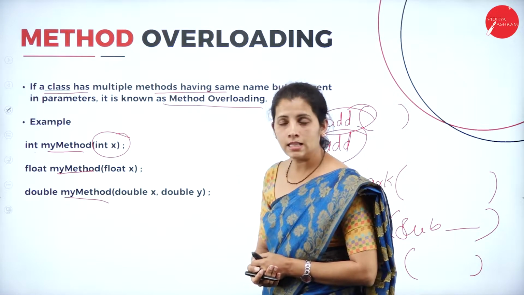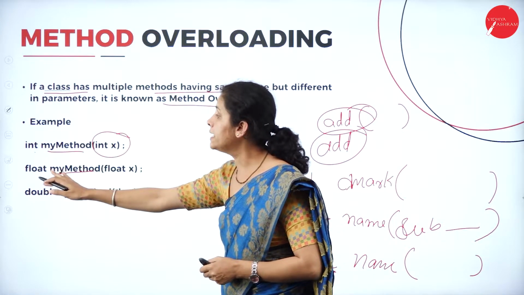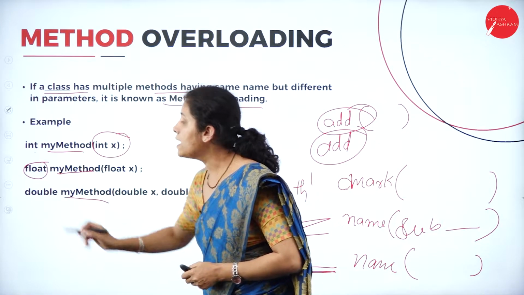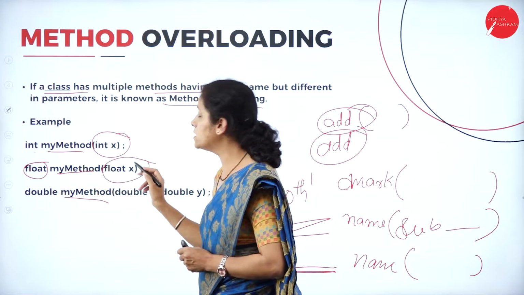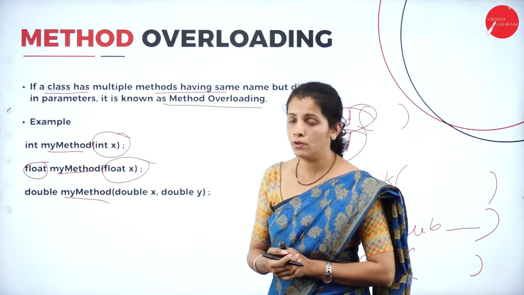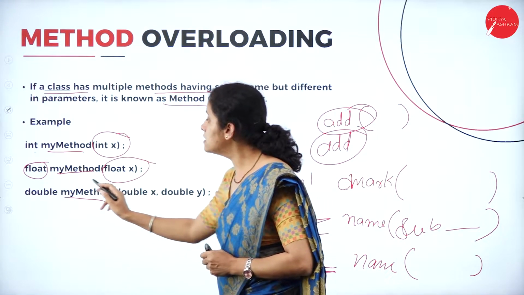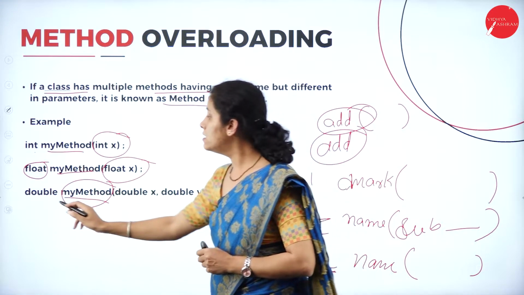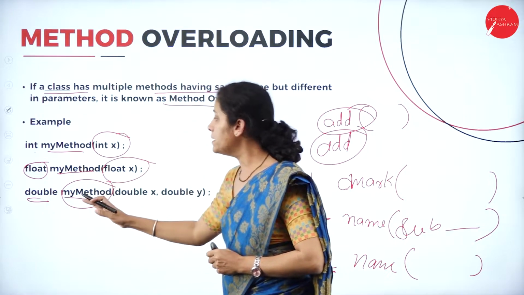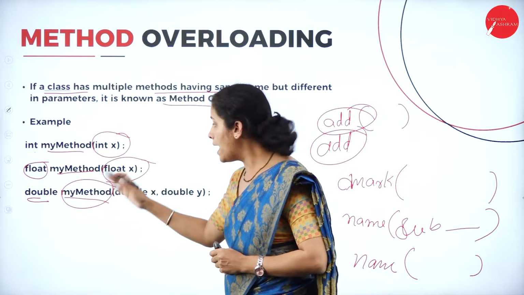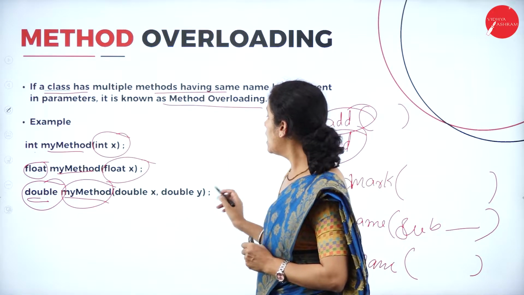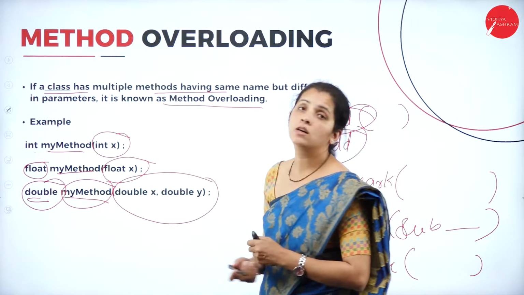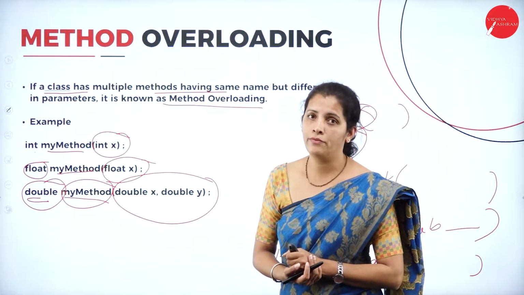If I consider the second one, I'm going to have float as my return type. And what about the parameter? Once again it is float. And if I consider the third one, see here my method name is myMethod, and what about the return type? It is different. And what about the parameter? Once again it is different.